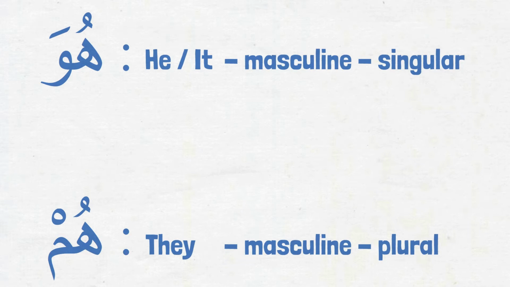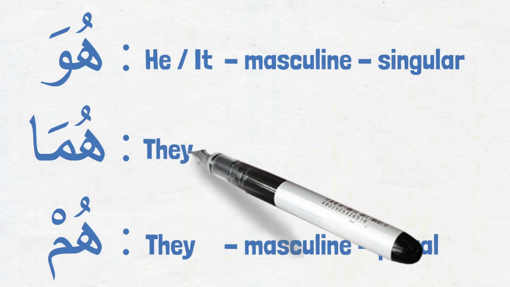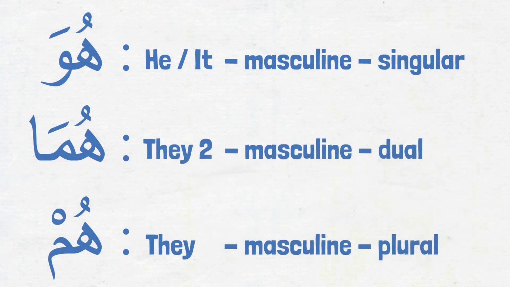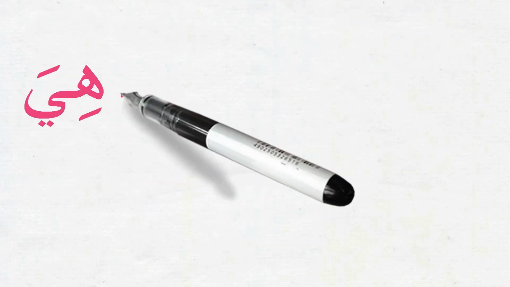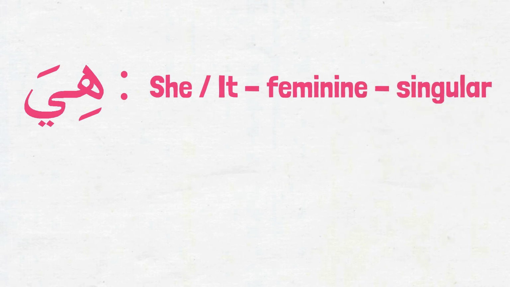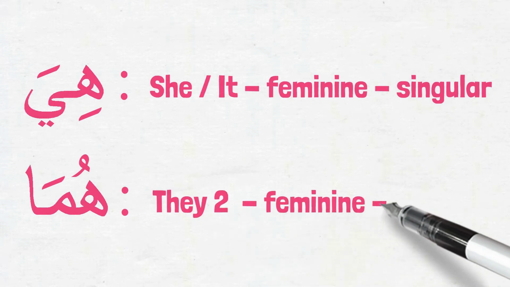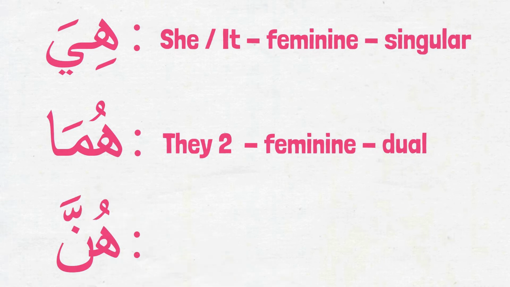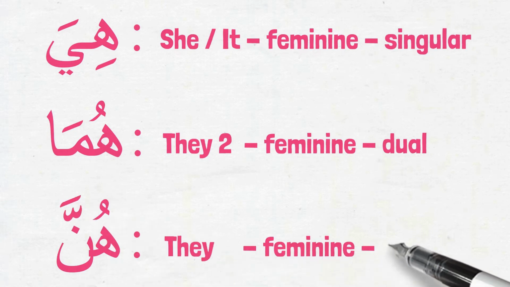Arabic also has separate pronouns for dual plurals. Huma is used for they two, that is masculine dual. These were for males in third person. Now let's switch to females. Hiya is used for she or it for feminine singular. Huma is used for they two for feminine dual, which is the same as the dual masculine they. And finally, hunna means they for three or more for feminine plural.